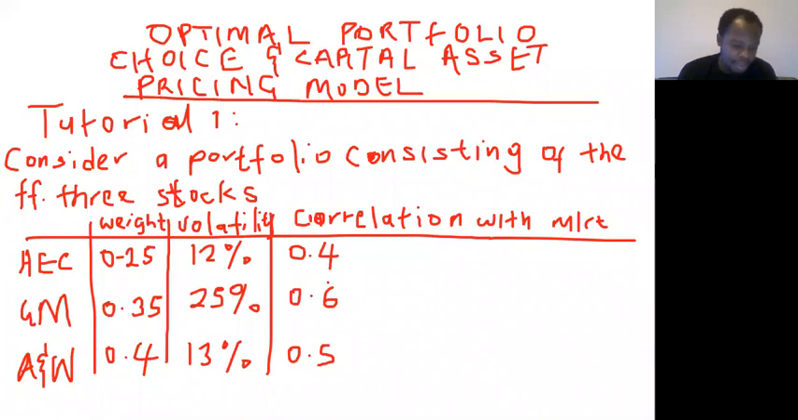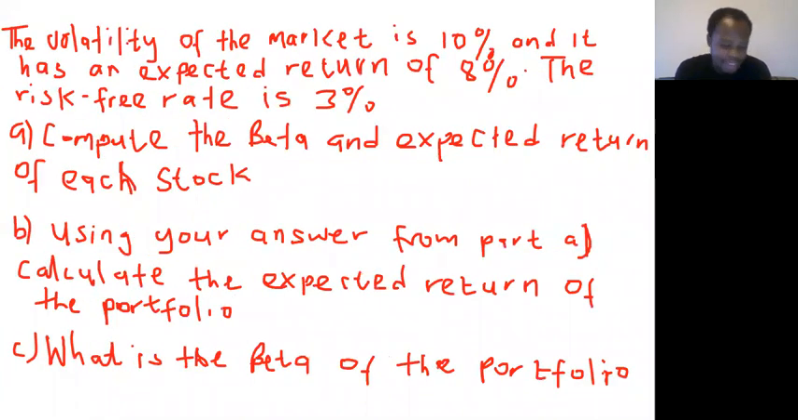The first question, okay, so they said the volatility of the market is 10% and it has an expected return of 8%. The risk-free rate is 3%. The first question is compute the beta and expected return of each stock. B, using your answer from part A, calculate the expected return of the portfolio. What is the beta of the portfolio?